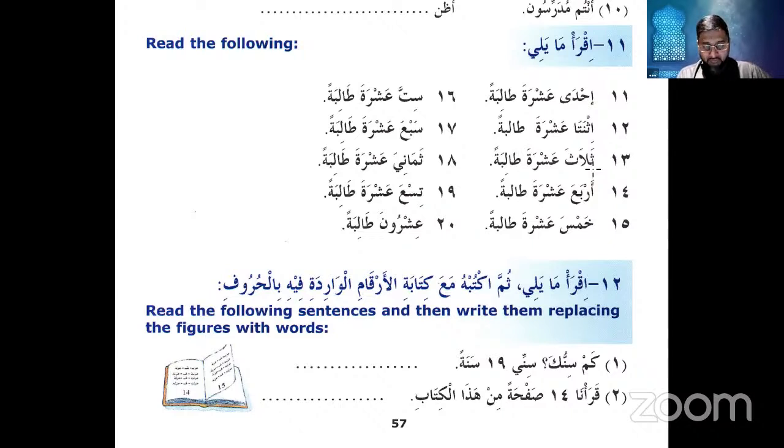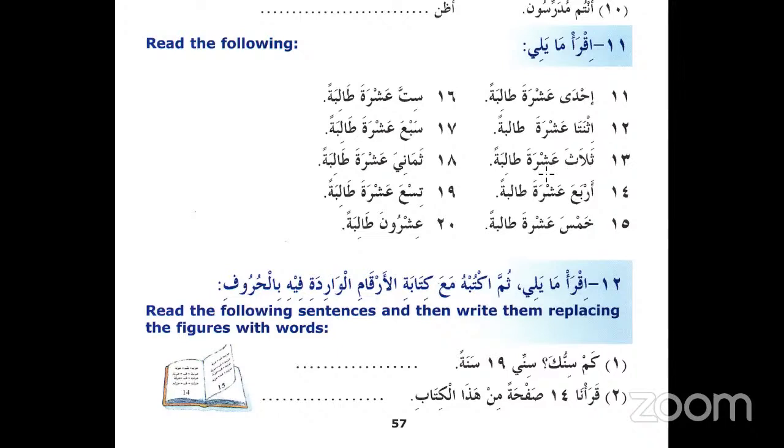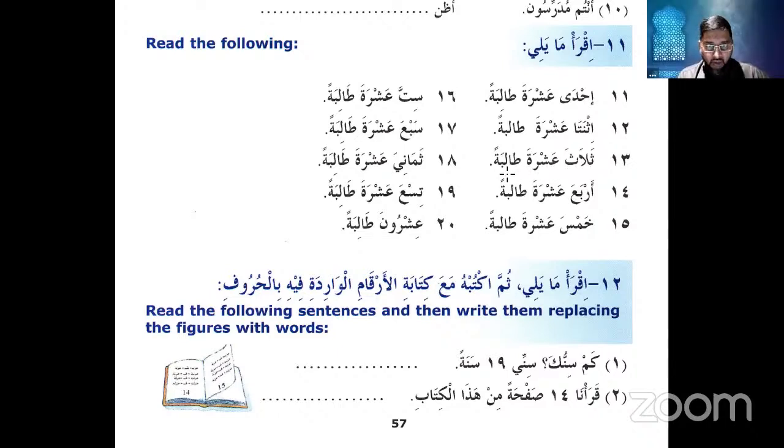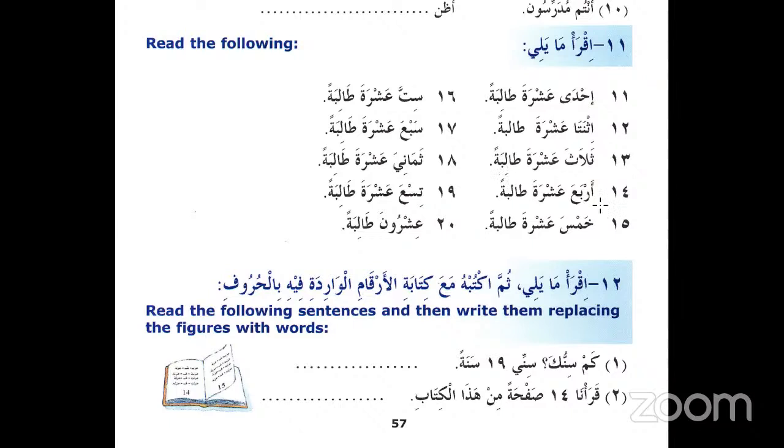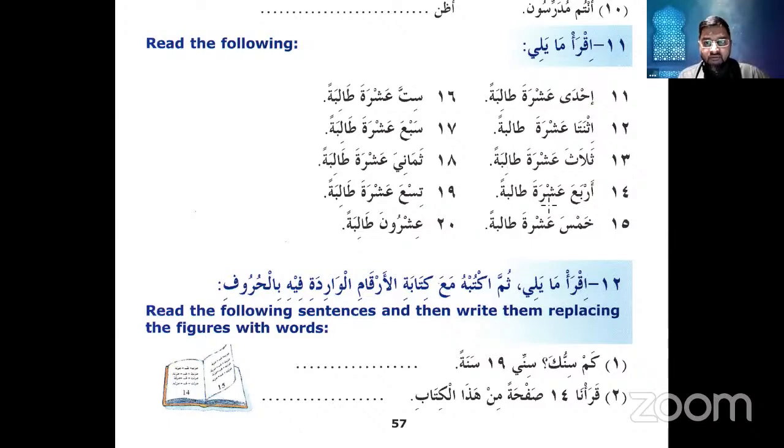Then number 13. Thalatha is coming masculine. Why? Because the ma'dud is feminine, the units will be masculine, and the tens will be feminine. Ashrata talibatan. Number 14, arba'a is masculine, the 10 is feminine.